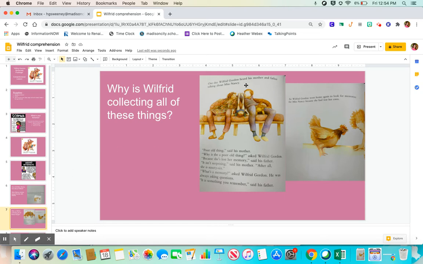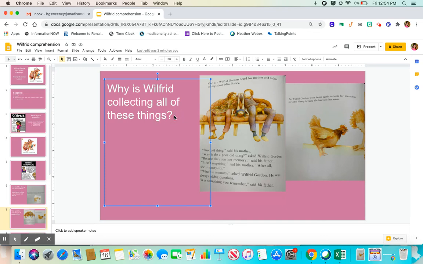One day, Wilfrid Gordon heard his mother and father talking about Miss Nancy. Poor old thing, said his mother. Why is she a poor old thing? Asked Wilfrid Gordon. Because she's lost her memory, said his father. It isn't surprising, said his mother. After all, she is 96. What's a memory? Asked Wilfrid Gordon. He was always asking questions. It's something you remember, said his father. So Wilfrid Gordon went home again to look for memories for Miss Nancy because she had lost her own.